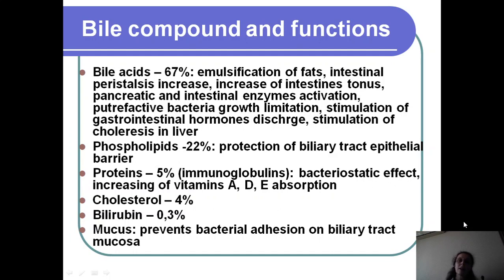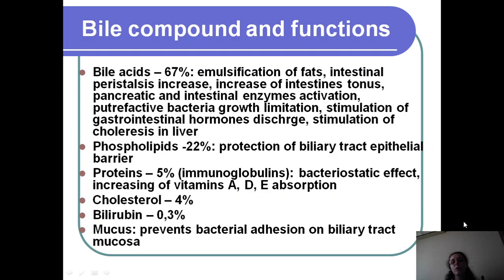So there is a defect in emulsification of fats and their absorption. Intestinal peristalsis increase also is due to bile acids, because bile acids stimulate a so-called biologically active substance called motilin, which is responsible for the motility of the intestines. That's why in their deficiency, motilin is not properly stimulated, and it contributes to the decreasing of peristalsis.